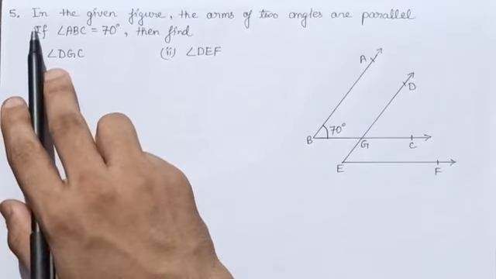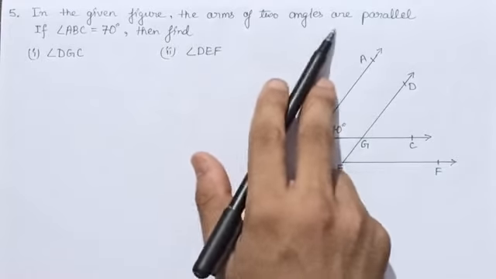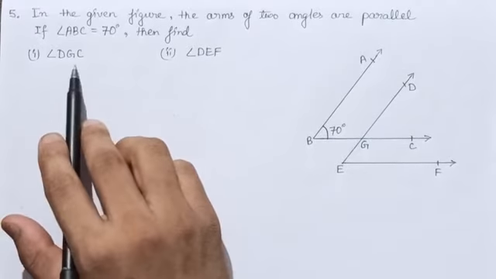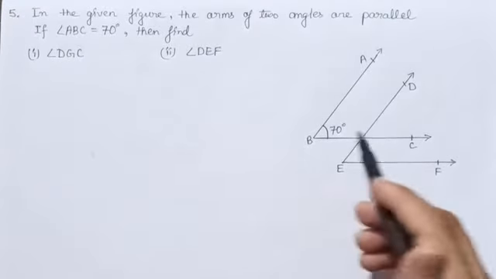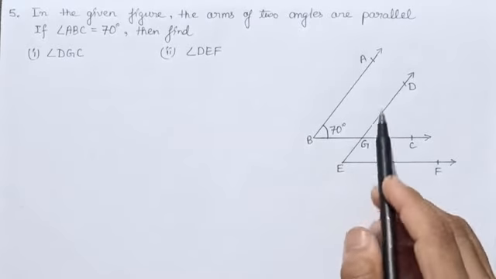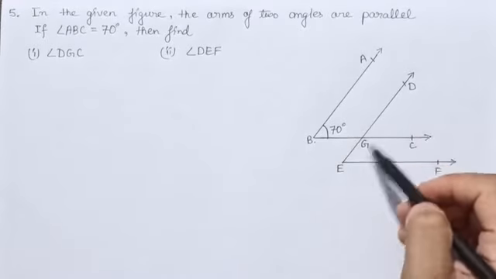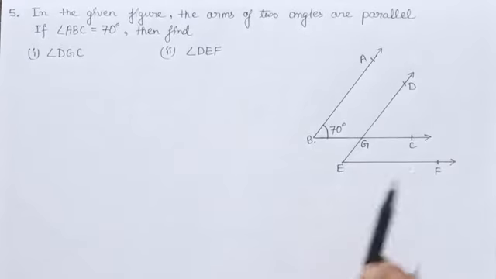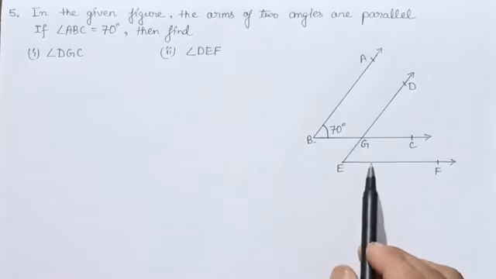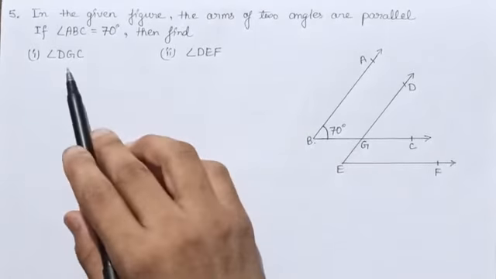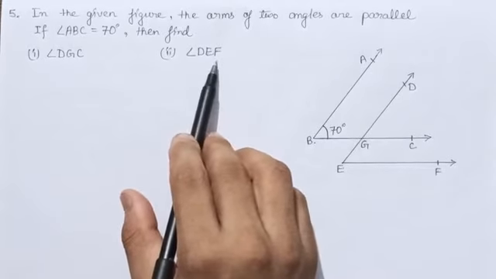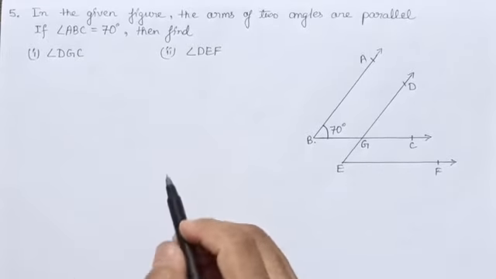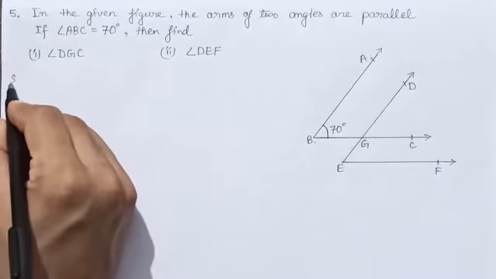The next question we have: in the given figure, the arms of two angles are parallel. If angle ABC is equal to 70 degrees, then find angle DGC and angle DEF. So this is the adjoining figure. In this figure, it is given that the arm AB is parallel to DE and the arm BC is parallel to EF. With the help of this information, we have to find the value of DGC and DEF. Also it is given that the measure of angle ABC is equal to 70 degrees. Now let us see the solution of each part one by one.